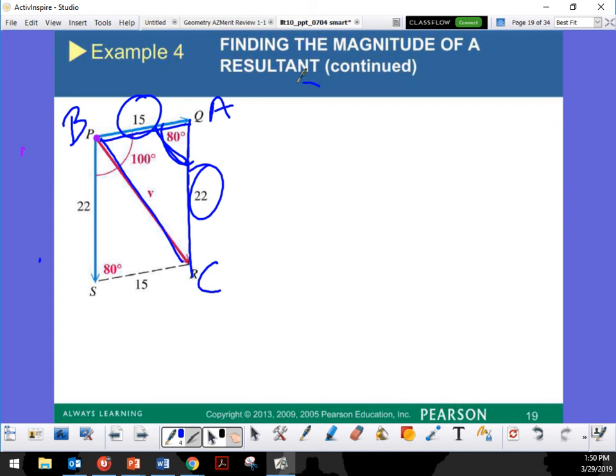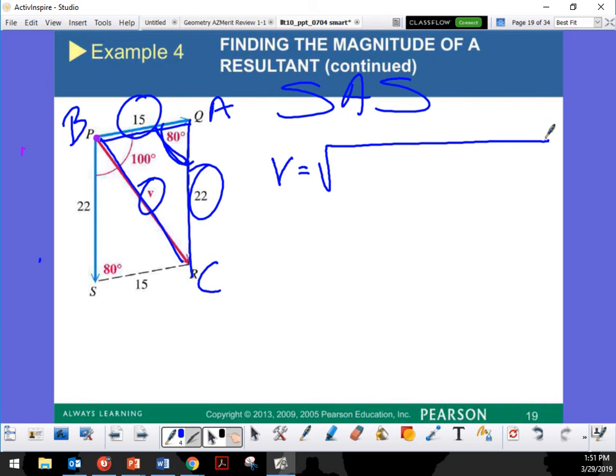SAS. So whenever I have SAS, what law? Law of sine? Law of cosine. That's law of cosine. So it's SAS, law of cosine. In that case, I'm looking for the distance here. So in this case, it's going to be V equals the square root of 15 squared plus 22 squared minus 2 times 15 times 22 times cosine of 80.